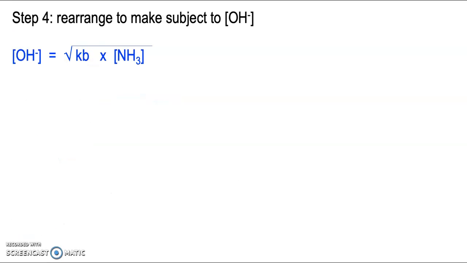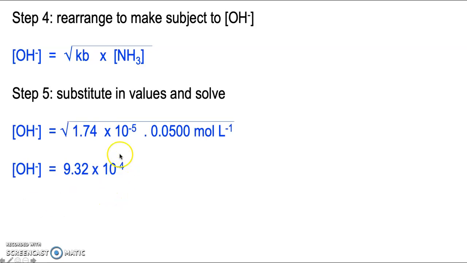Once you've got that rearranged, you can start substituting your values in. So now we replace the Kb with the Kb value, and we use the concentration of the ammonia and find the hydroxide concentration.